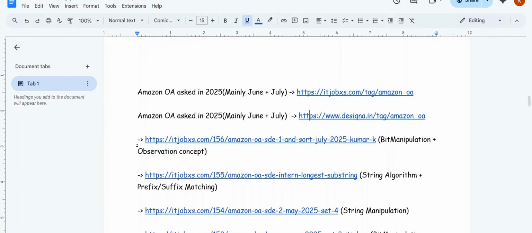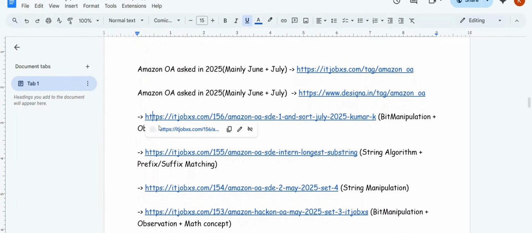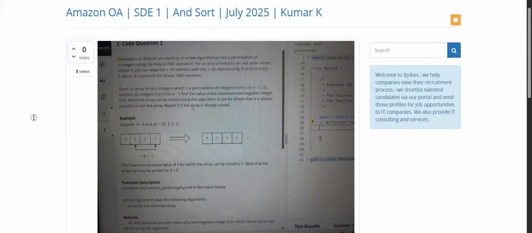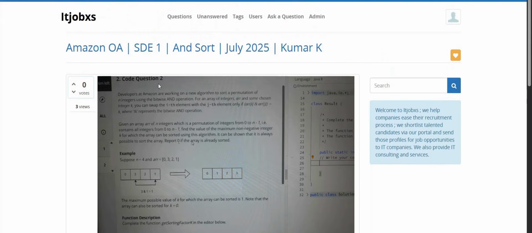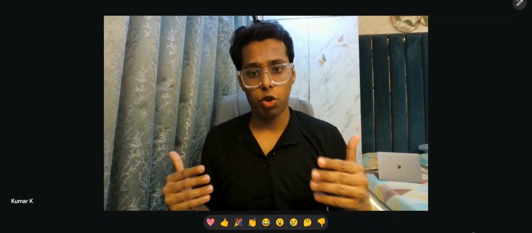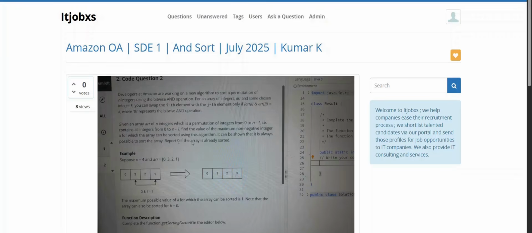Now let's go to the questions individually. If I look at the first problem, it's a very great problem asked on bit manipulation plus mathematical concepts. Its name was AND Sort problem. You need to know the AND operations to sort a permutation from 0 to n minus 1. So you need bit manipulation and mathematics knowledge.